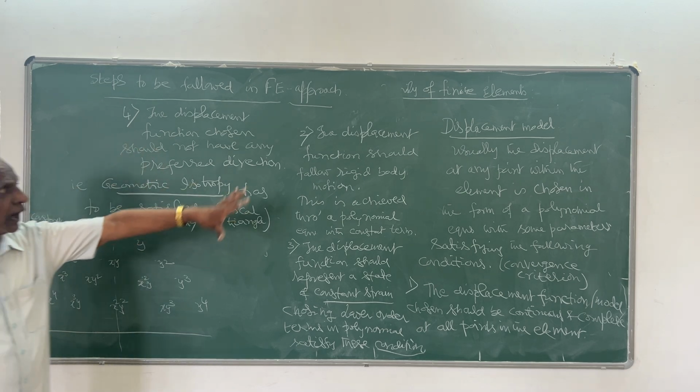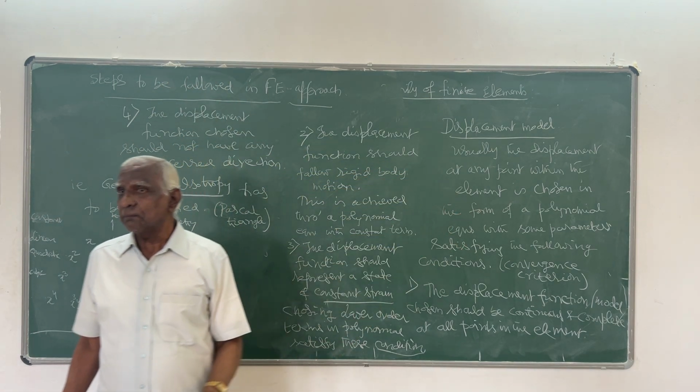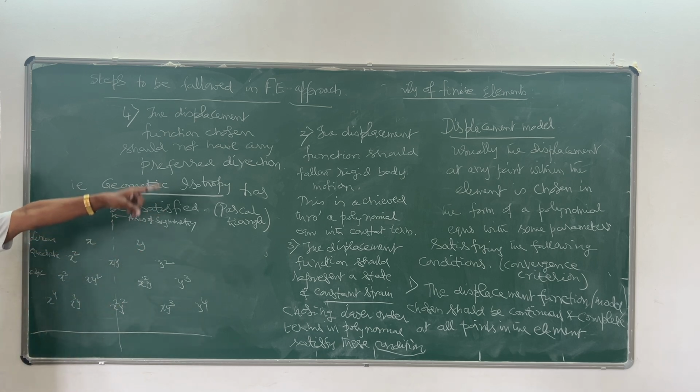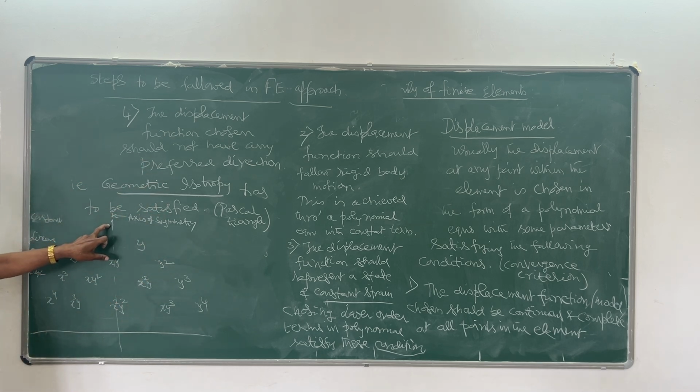So this is how you have to select a displacement model. These are called convergence criteria. The first condition is that it should be continuous and complete. Complete means all the terms, all the coefficients, must be present in the polynomial. You should follow rigid body motion, constant state of strain, and you should not have any preferred direction. So these are the conditions that should be followed, and they are called convergence criteria for the displacement model. That is the second step.